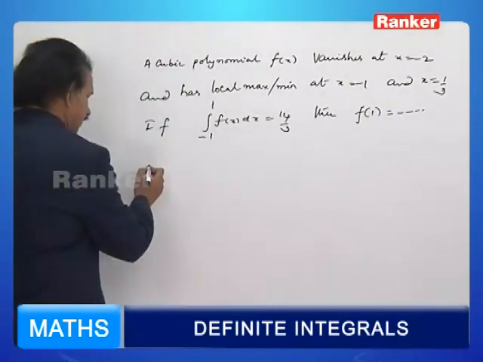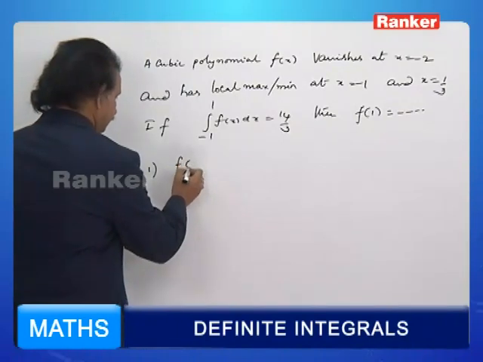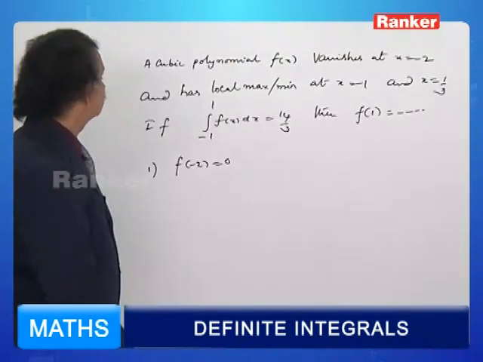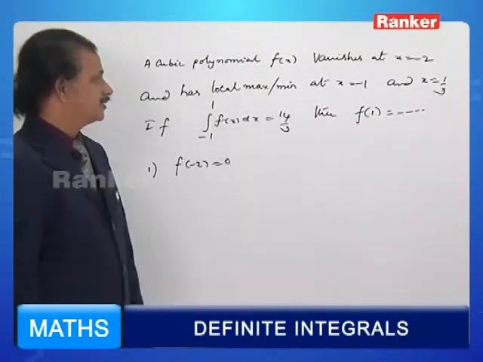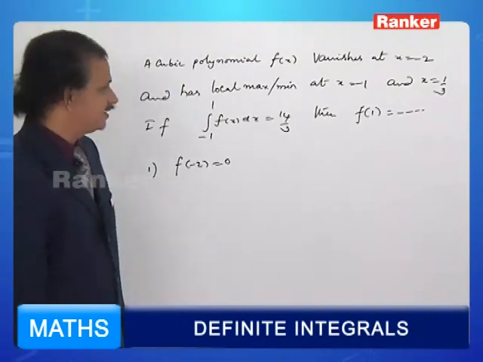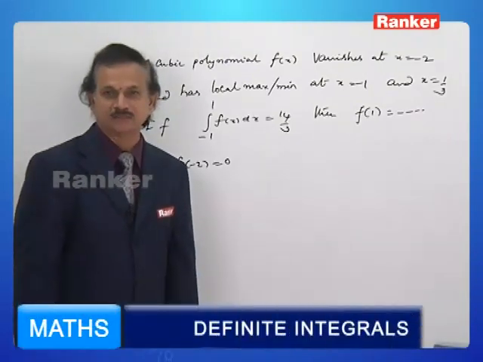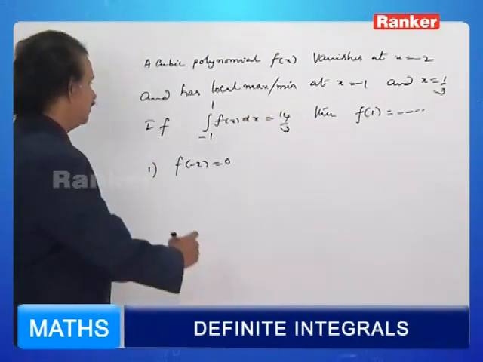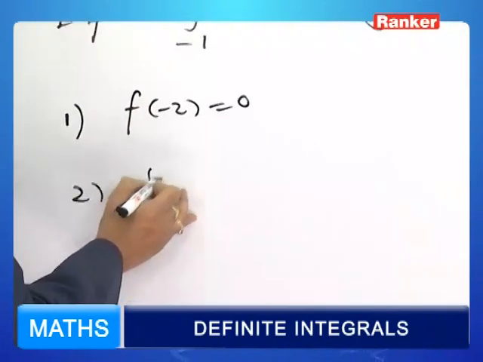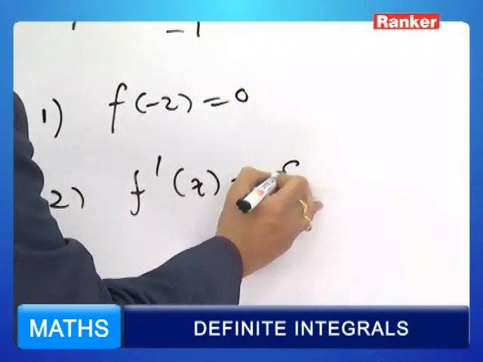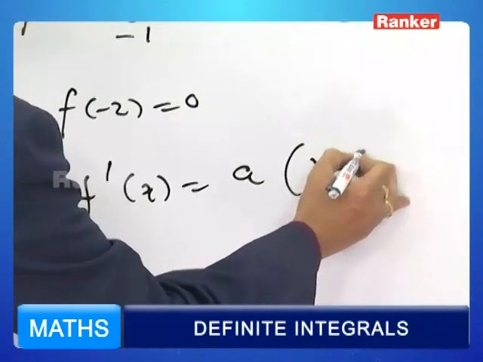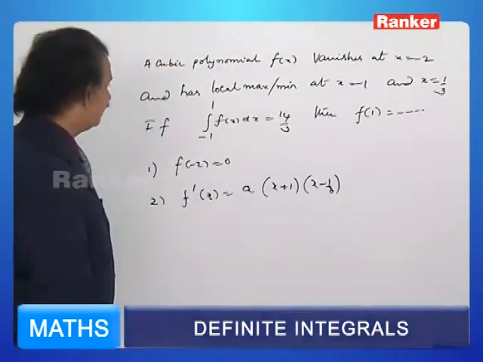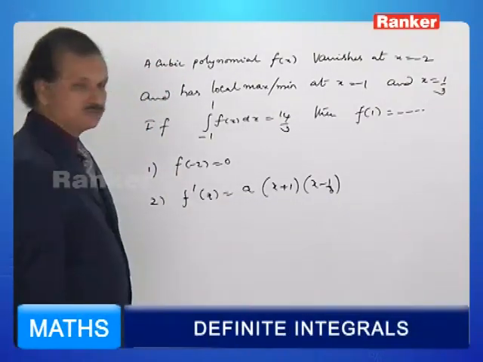So, first of all, the meaning of the first line, f of minus 2, and it has local maximum or minimum at x is equal to minus 1 and x is equal to 1 by 3. It does mean that they are stationary points. So f dash of minus 1 is 0 and f dash of 1 by 3 is also 0. So we can take f dash x is equal to a constant a into x plus 1 into x minus 1 by 3, isn't it?